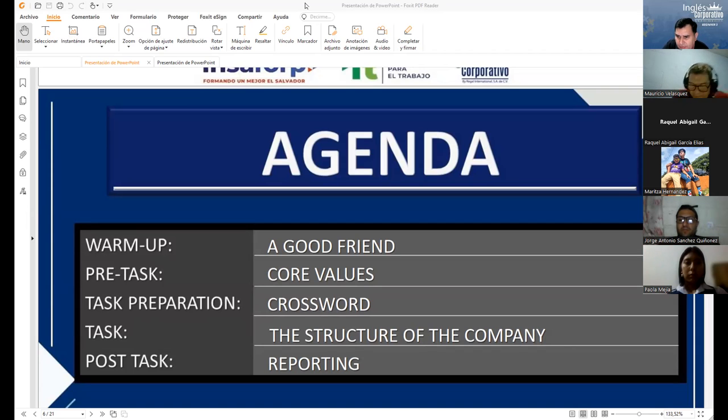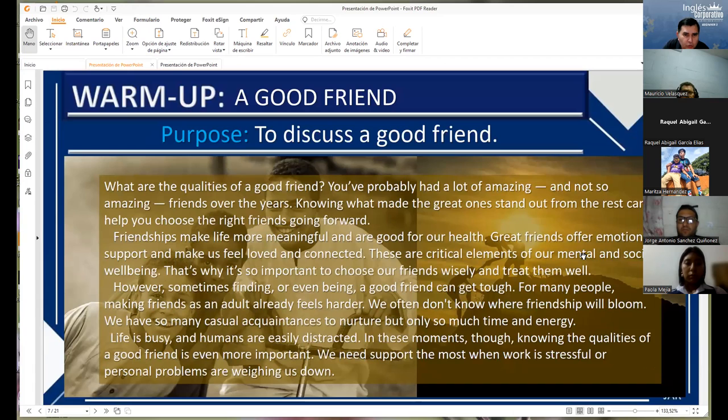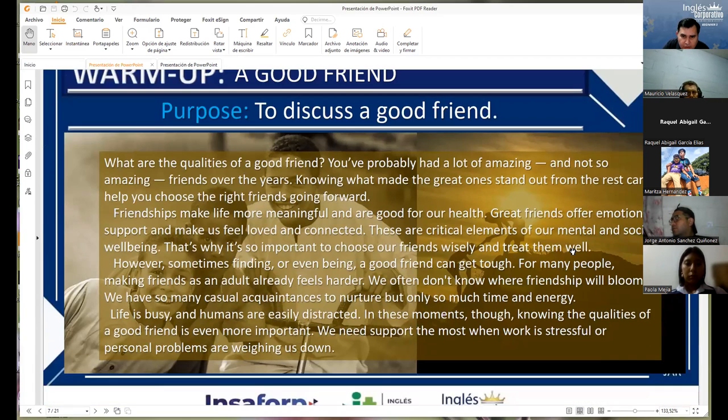Okay, let's begin. Let's begin with the warm-up. A good friend. Okay, so we're going to practice reading this one. First, I'm going to read it for you. Later, you can read it on your own with your partners.